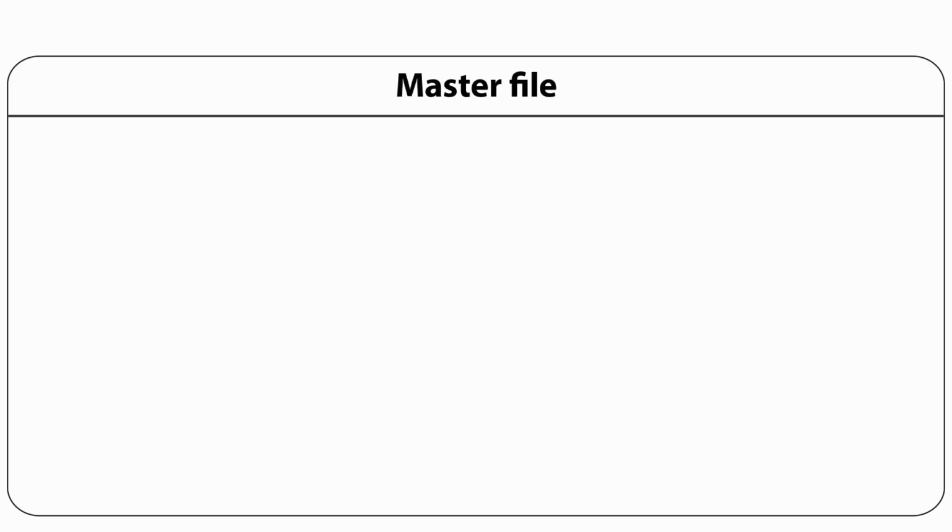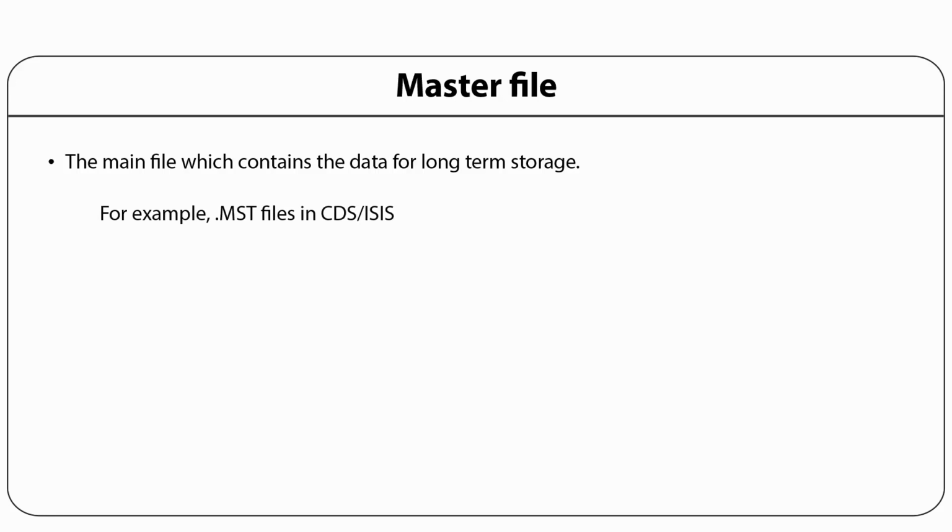Master file. Master files are the main files which contain data for long-term storage, which can be read afterwards once it is stored. In a database management system, the actual data is stored in the master file. For example, in the CDS-ISIS database, we have a file with the extension .mst, which stores the actual data. Normally, this data is stored in a binary format in CDS-ISIS.